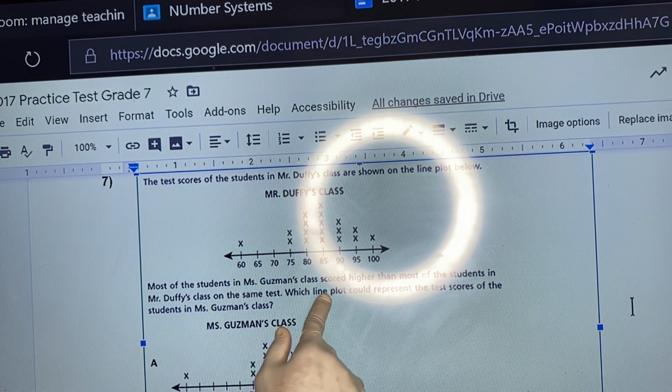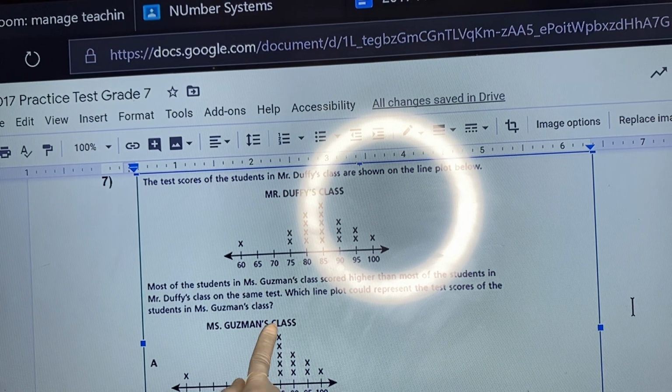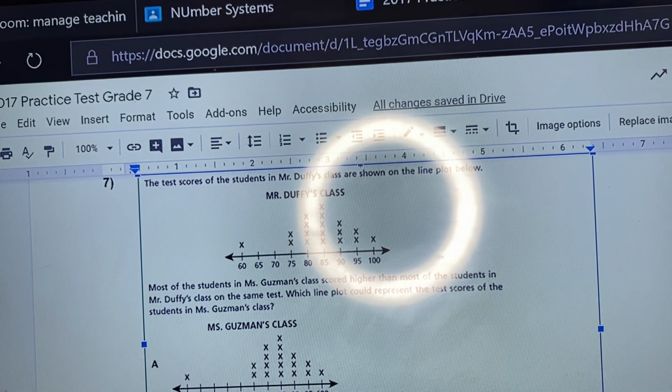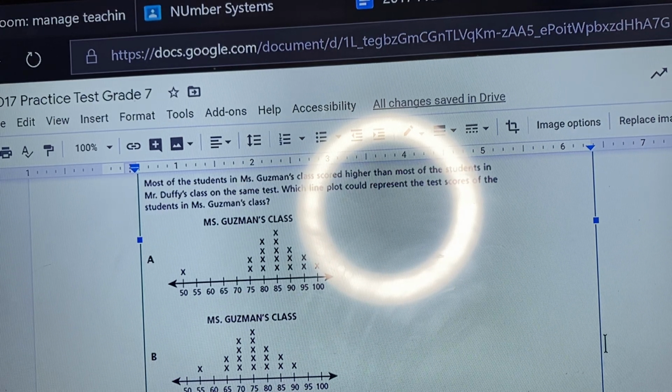Most of the students in Ms. Guzman's class scored higher than most of the students in Mr. Duffy's class. Okay, so these answers, A, B, C, and D, are going to represent the scores of Ms. Guzman's class. Which line plot could represent the test scores of students in Ms. Guzman's class, knowing that most of the students in Ms. Guzman's class scored higher than these students? All right, so I'm looking.